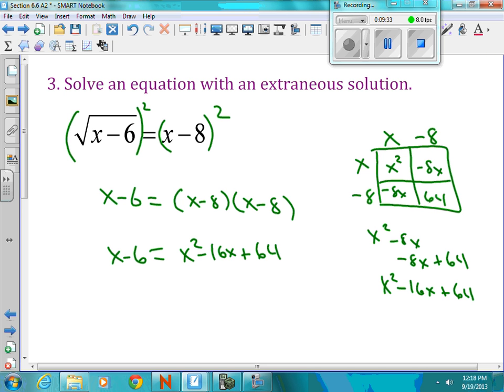Remember, the rule for solving quadratics is you've got to get all of your variables on one side and numbers on one side. So we're going to add 6 to both sides. We're going to subtract x. We end up with 0 equals x squared minus 17x plus 70.